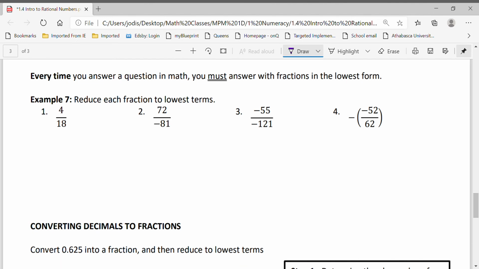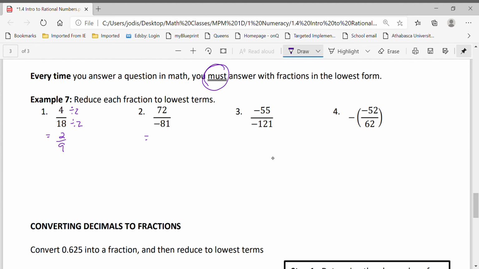Okay, so make sure every time you have a question in math, you must answer with fractions in the lowest terms. So it's really good to practice these. We're going to practice a couple more of them and take care of signs as well in these ones. So we have 4 over 18. Both of these we can divide by 2. We get 2/9.